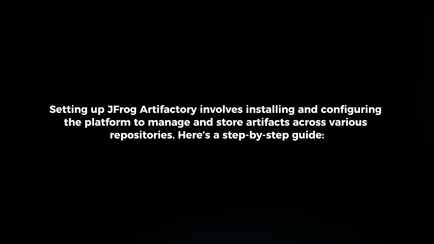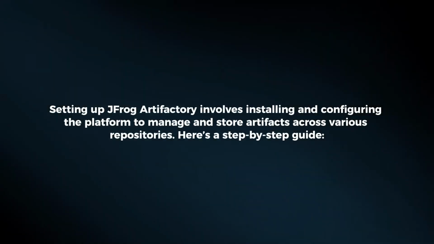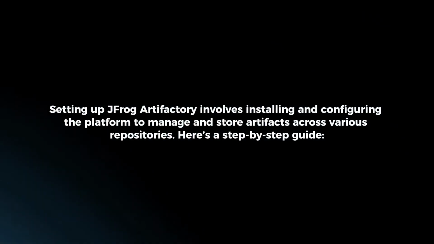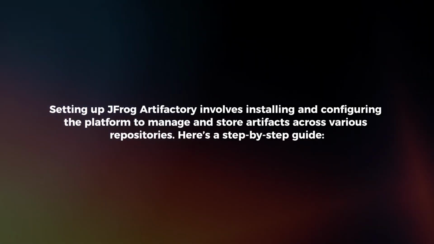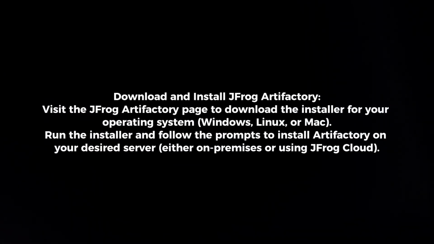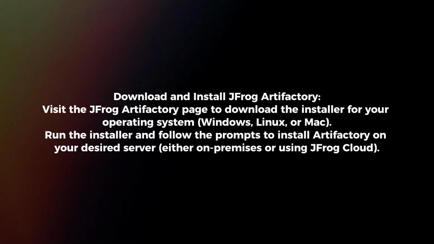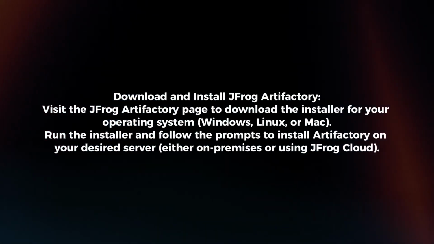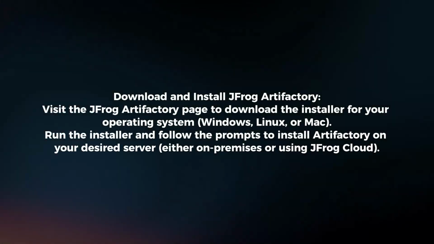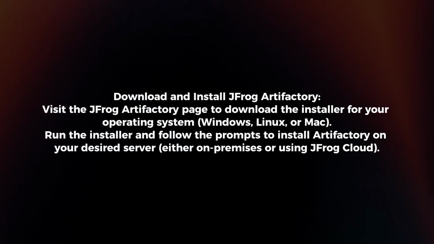Setting up JFrog Artifactory involves installing and configuring the platform to manage and store artifacts across various repositories. Here's a step-by-step guide. Download and install JFrog Artifactory. Visit the JFrog Artifactory page to download the installer for your operating system. Run the installer and follow the prompts to install Artifactory on your desired server.